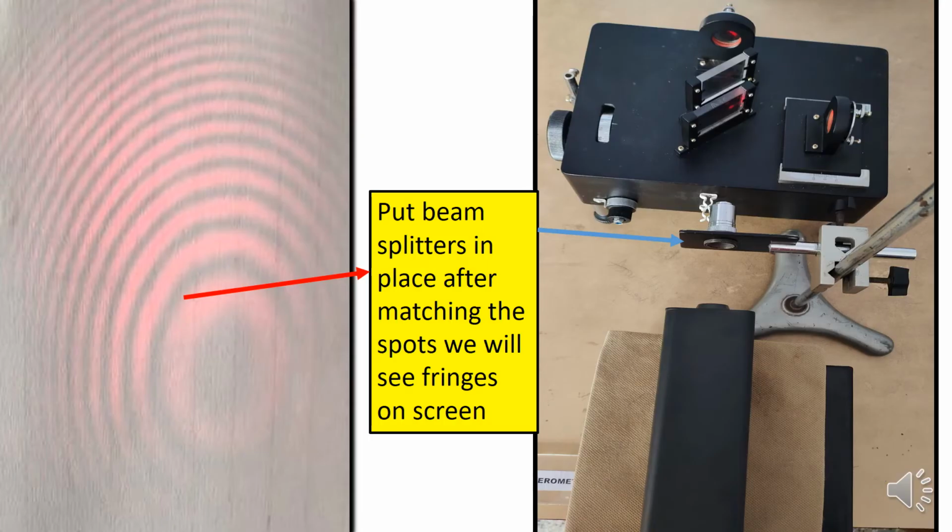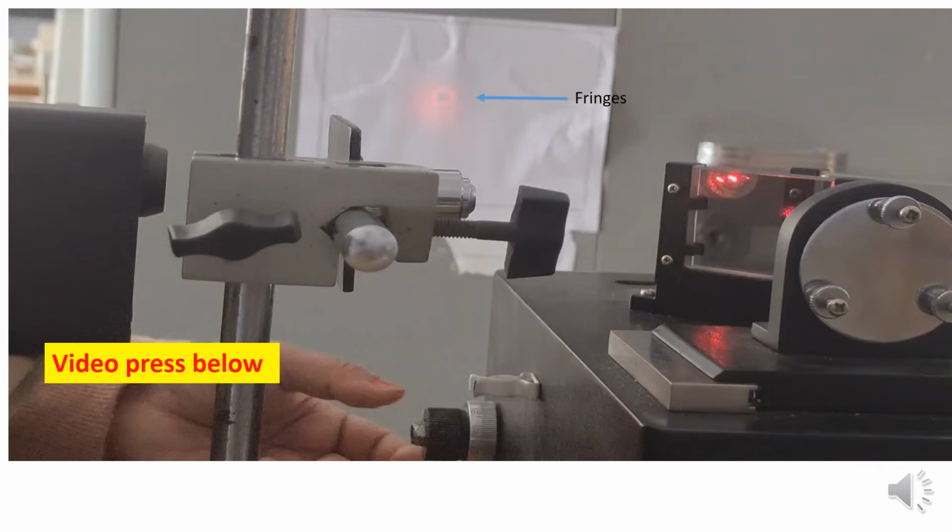What will happen? We will see the fringes on the screen. The moment the fringes are seen, we will move this scale so that the fringes are moving. How are they moving? First of all, without moving, we will measure the reading. Then after shifting the fringes, we will measure the reading. So two readings are there: the initial reading without moving, and the final reading after shifting the fringes.